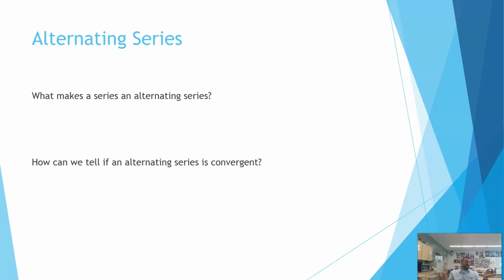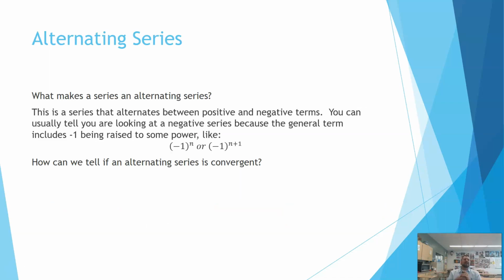An alternating series is a series that alternates between positive and negative terms. The way we can tell if we're looking at an alternating series is because the general term usually has either a negative number being raised to a power or negative 1 being raised to the nth power.